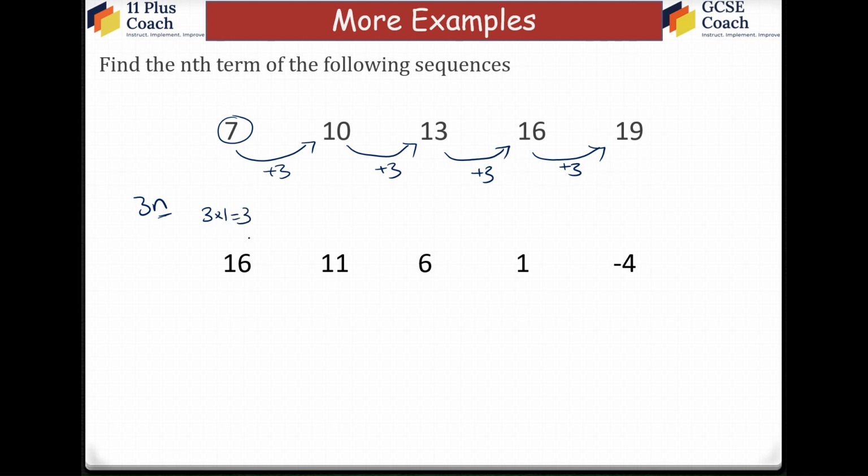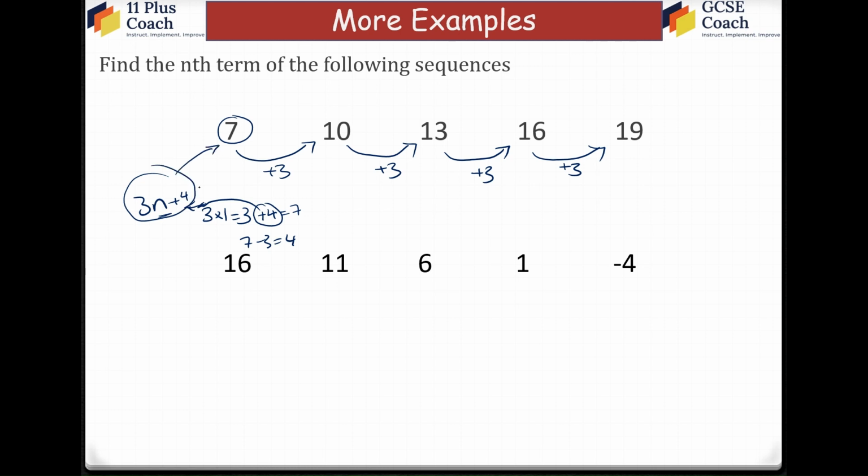I need it to be 7. So 7, what's the difference from 7 to 3? The way to find the difference is 7 take away 3 is 4. So I need to add 4 to that. So 3 plus 4 equals 7. That means adding 4 is the additional part to the nth term. So 3n plus 4 becomes my nth term of this sequence.